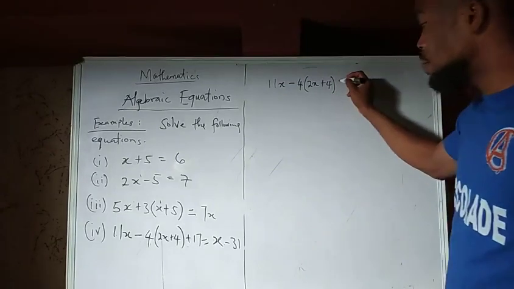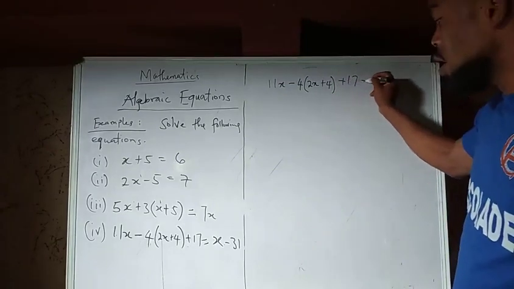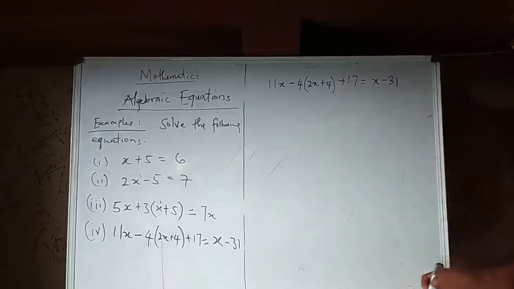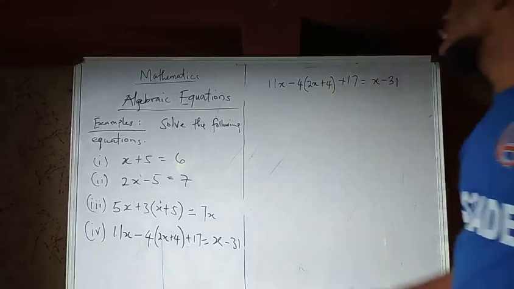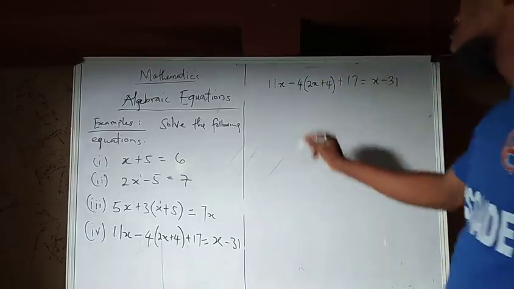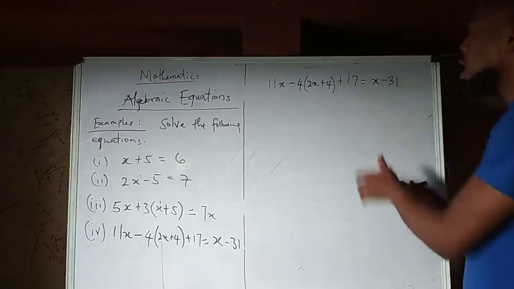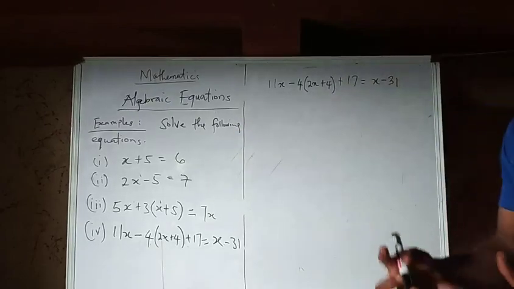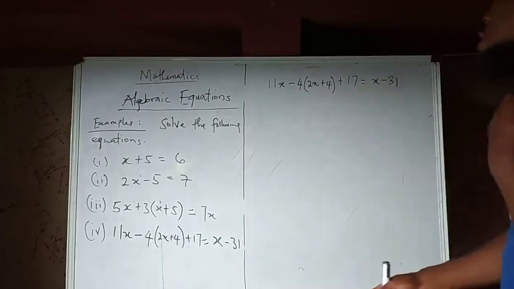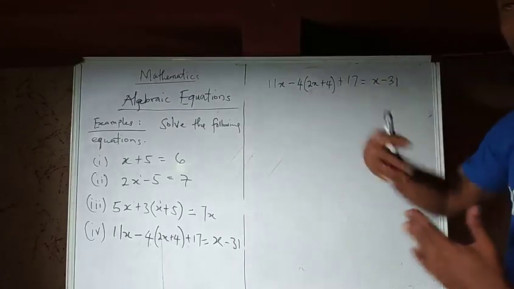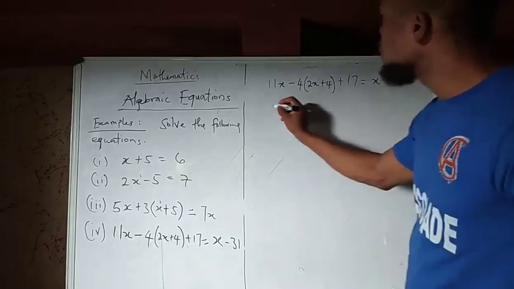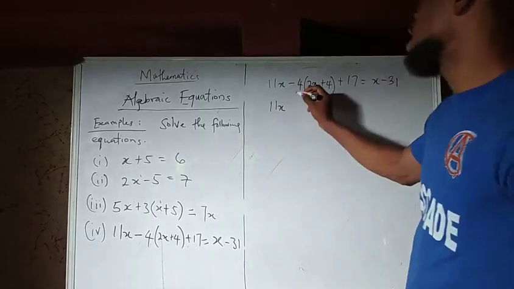Plus 17 equals x minus 31. So that's what we have here. Alright, so how do we now proceed to solve this? Like I said, whenever you have one side of the equation looking complex, all you just need to do is to simplify it. Okay, so simplify it. So this will now become 11x.